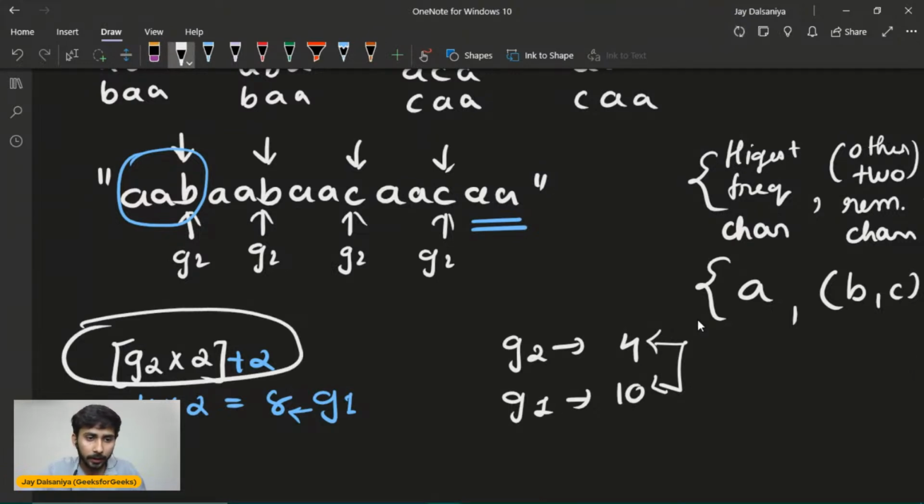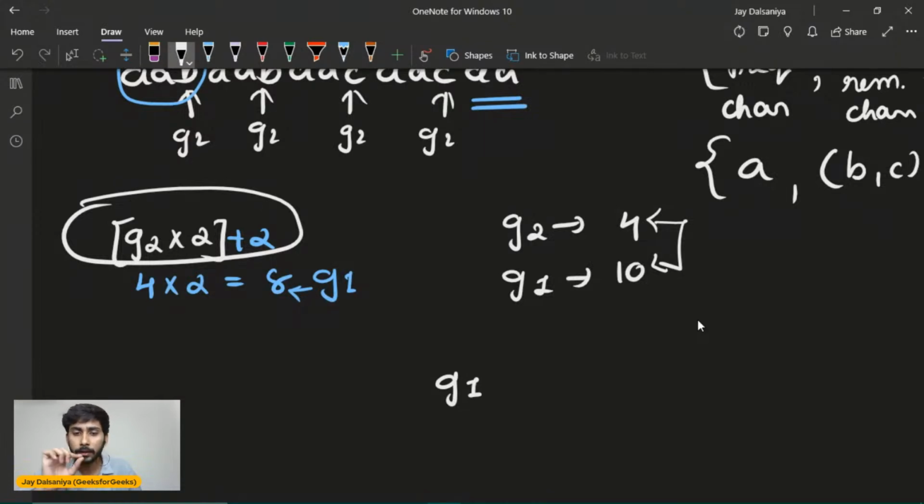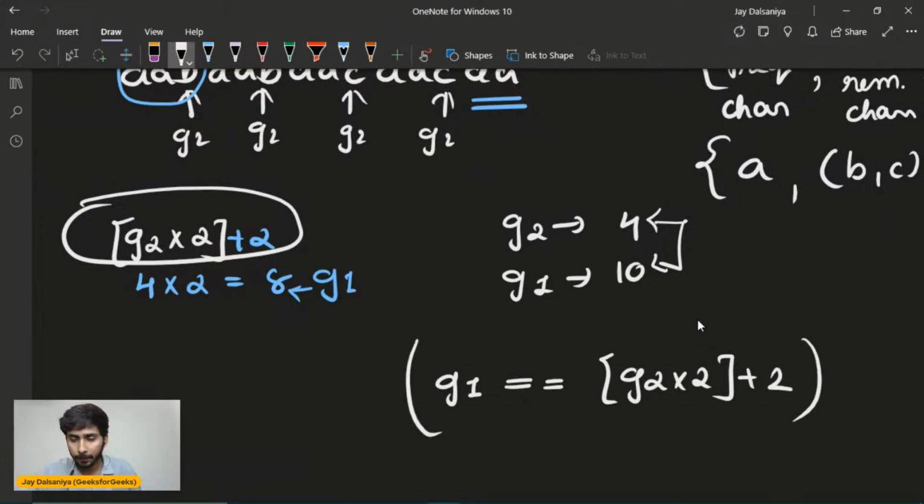So this is the relation between the frequencies of group 2 and group 1. If I have the highest frequency character, that is group number 1, this value should be either equal to G2 into 2, group number 2 characters, plus 2. If this is the inequality, with this being the group number 1 character and this the group number 2 character, then obviously the output is possible, else the output is not possible.